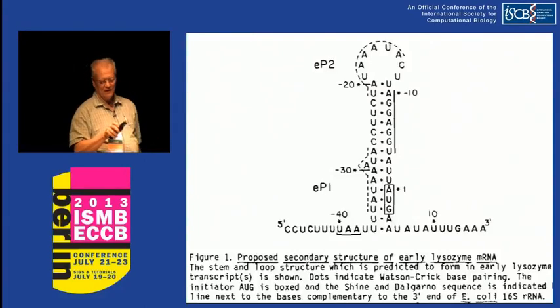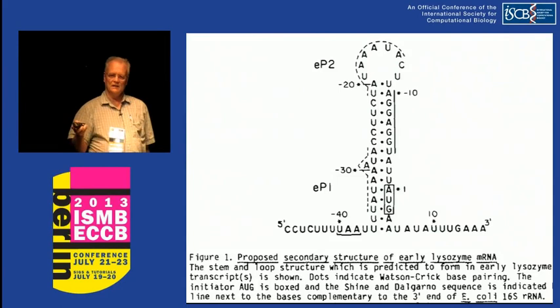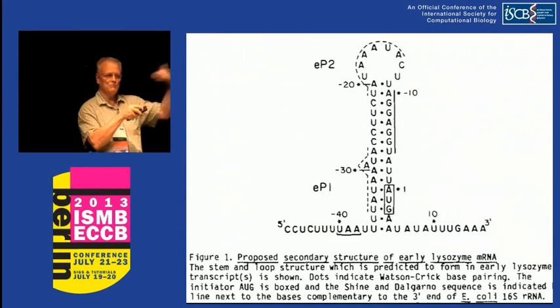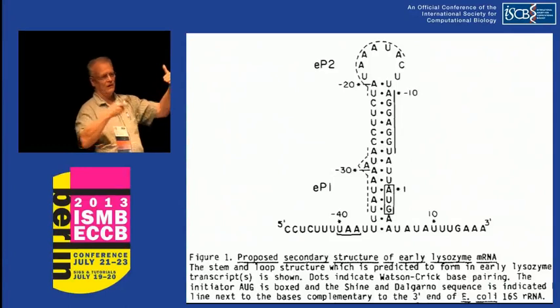Well, it was discovered that the message is made early. It's just not translated early. Once it was sequenced, it became clear why. There's this strong hairpin. What I'm showing you here in the dotted lines, those are the late promoters. So late in infection, it makes a new messenger RNA that doesn't have this structure, and therefore it makes lysozyme late.